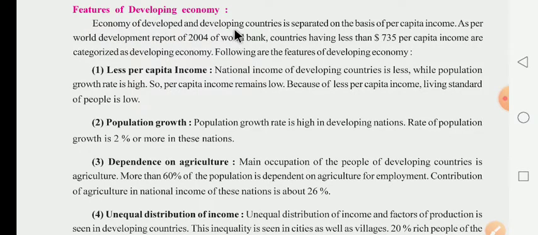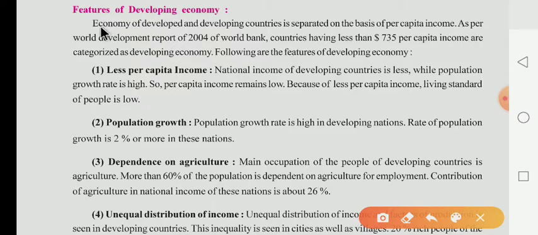The economy of developed and developing countries is separated on the basis of per capita income. You know very well how we obtain the per capita income: when we divide the total income of the country by the total population of that country, we obtain the per capita income. On the basis of per capita income, we divide developed and developing countries.